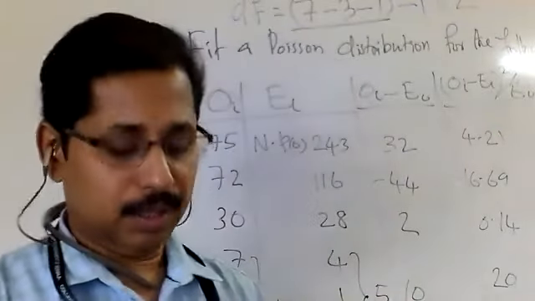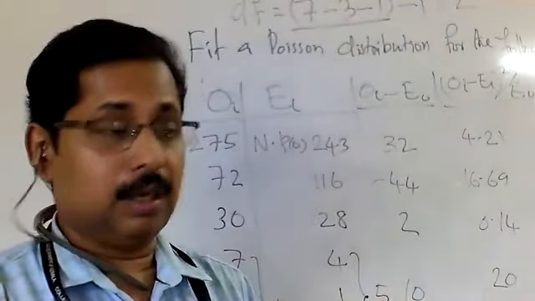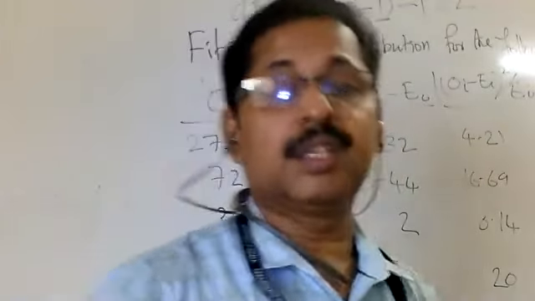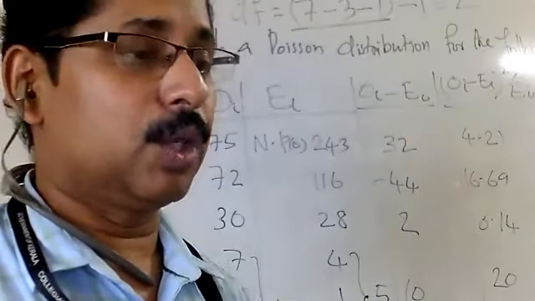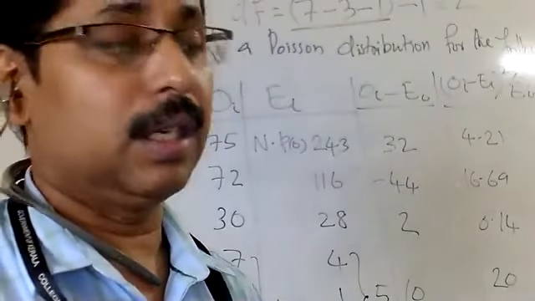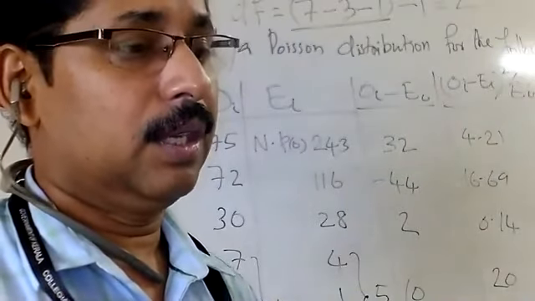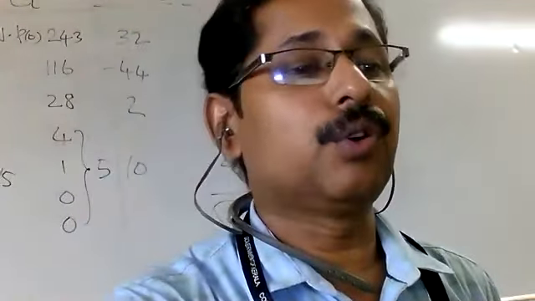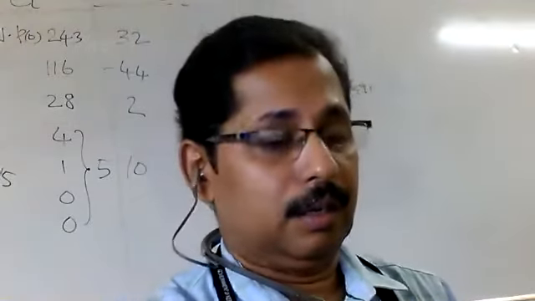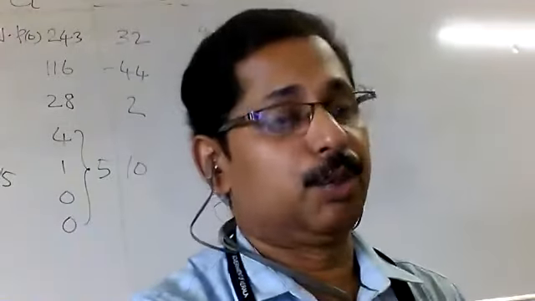So what will be your decision? Your calculated value is more than the table value, so you reject the null hypothesis. So this is the way of using the chi-square distribution for fitting given distributions.